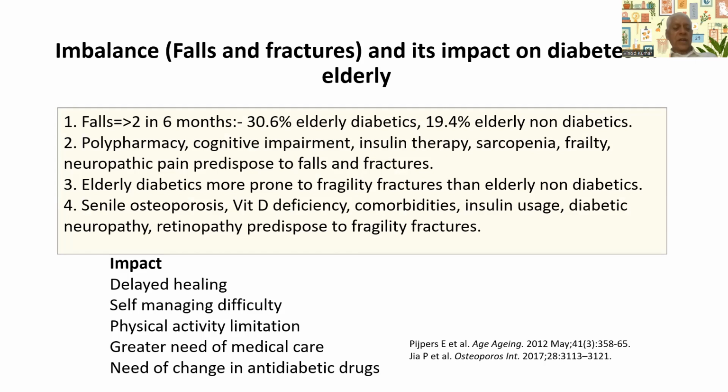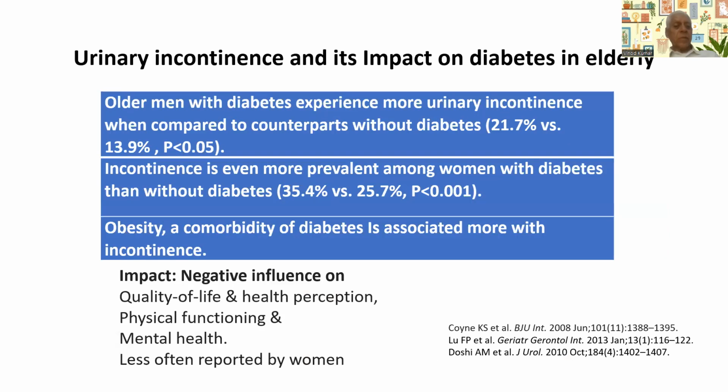The predisposing factors for this also include osteoporosis, vitamin D deficiency, associated comorbidities, insulin usage, diabetic neuropathy, and retinopathy. Delayed healing will be an impact. Self-managing difficulty again, inability to do exercise, physical activity limitation, greater need of medical care, and sometimes anti-diabetic drugs have to be changed. This is the next geriatric syndrome, last but one, urinary incontinence.